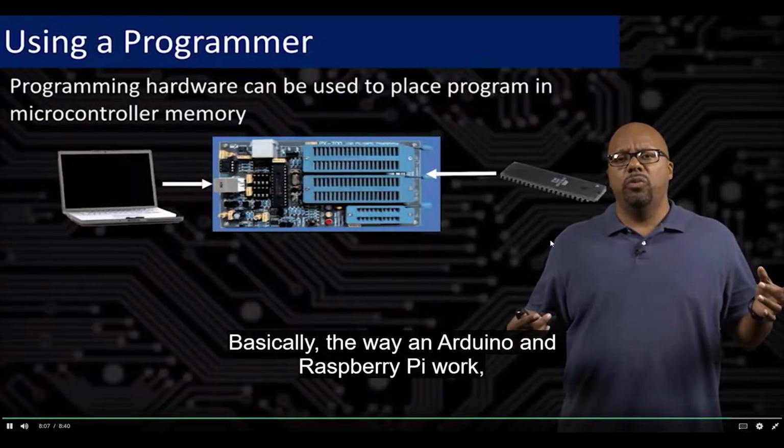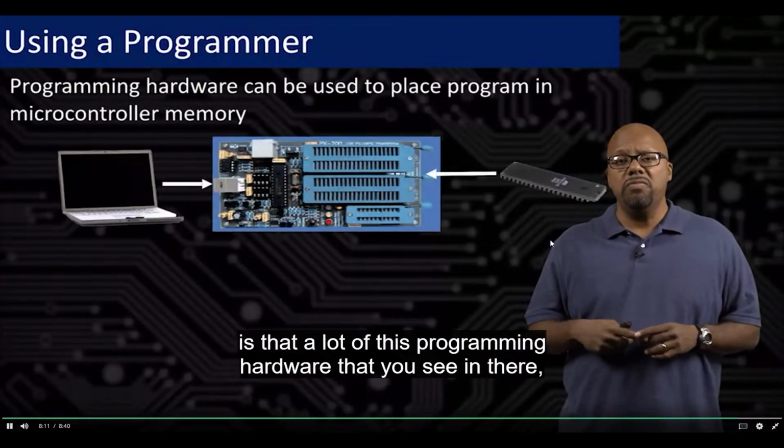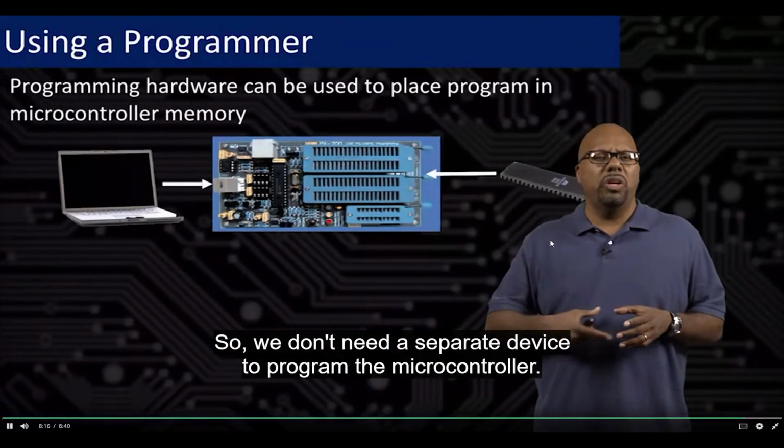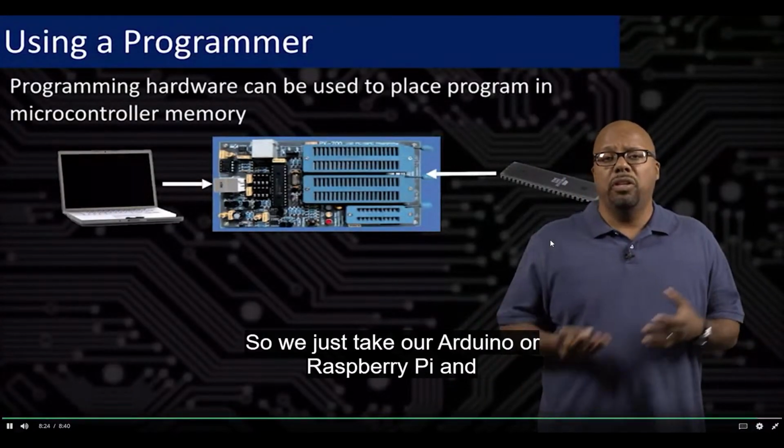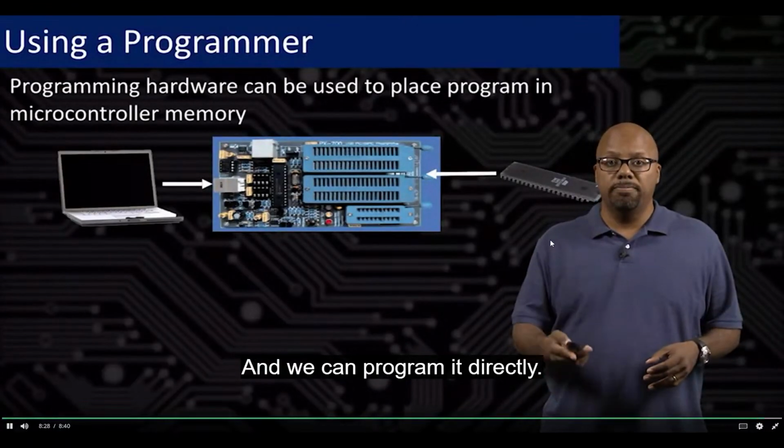We'll show that later. Basically, the way Arduino and Raspberry Pi work is that a lot of this programming hardware that you see in there is built into the Arduino board and into the Raspberry Pi board. So we don't need a separate device to program the microcontroller. That logic is built right into the board. So we just take our Arduino or Raspberry Pi, plug it in by USB into the laptop or desktop, and we can program it directly.